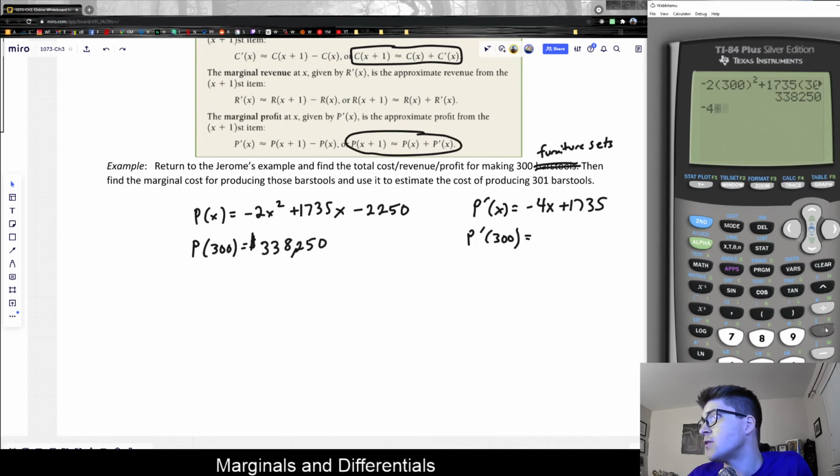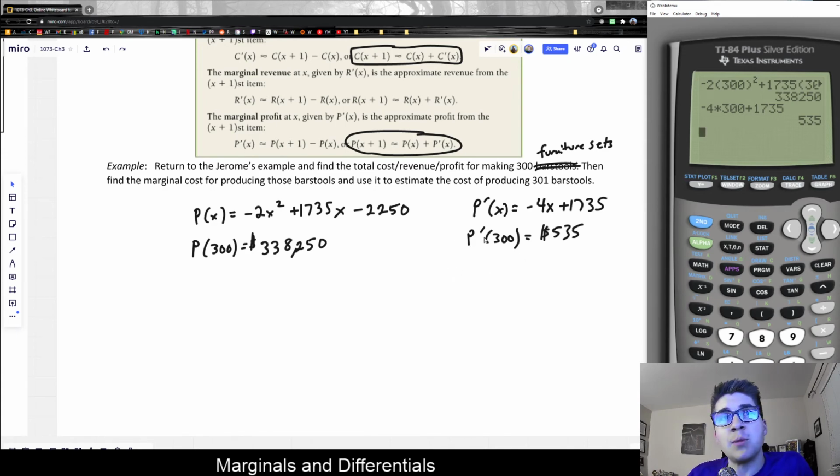So negative 4 times 300 plus 1735. This is our rate of change of the profit. And basically, for every additional bar stool, it's increasing the profitability by $535. What that's indicating is producing more is good because a positive derivative means it's going up. If the marginal function is going down, that means we're losing money for each additional one, and we don't want to go that way. Again, this applies the ideas of maxes and mins.